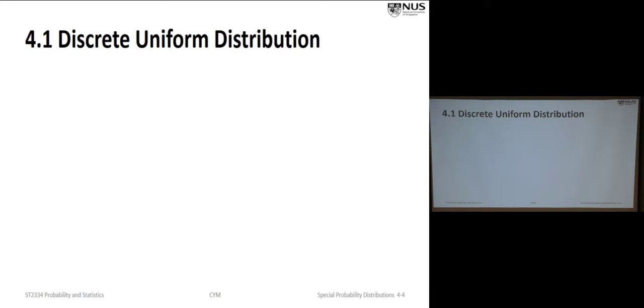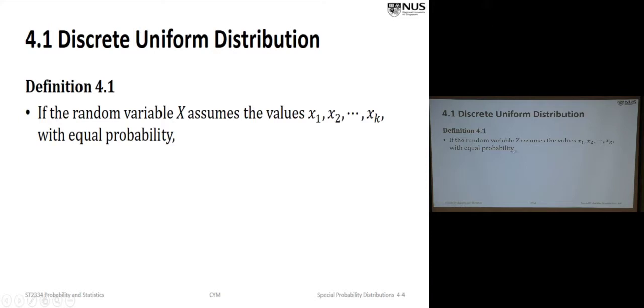Okay, so let's begin our journey through these special distributions. First of all, the discrete uniform distribution. A random variable x, remember, is a variable that takes more than one value. For each value there is a number associated with it, which reflects either the probability or the probability density at that point. So the random variable x takes the values x1, x2, up to xk, just any k values, where k is finite, and you require equal probability.